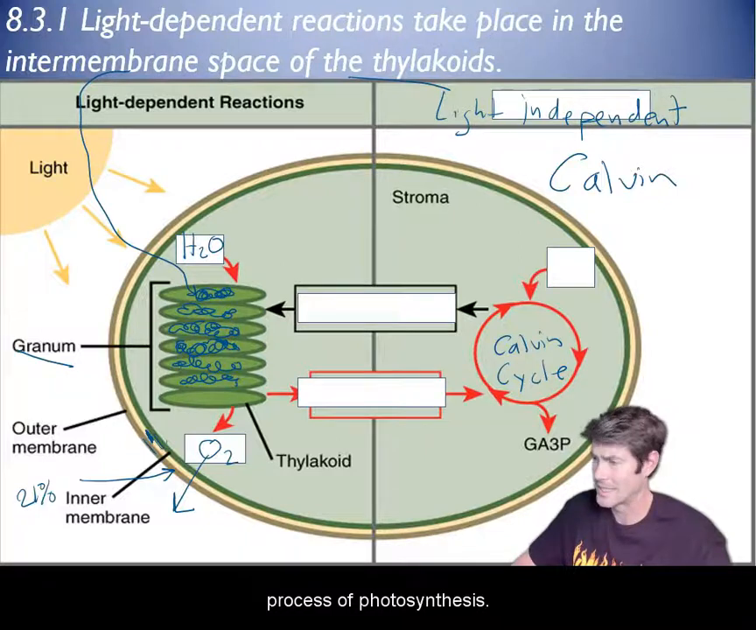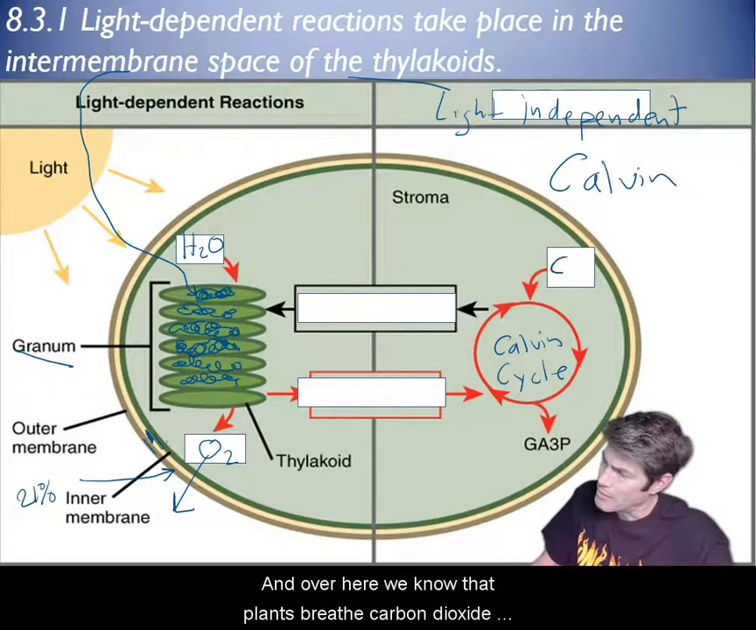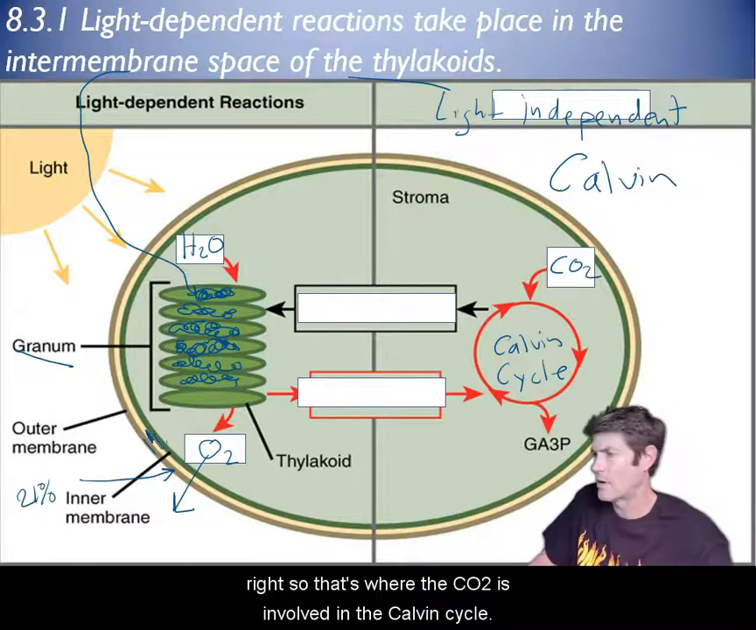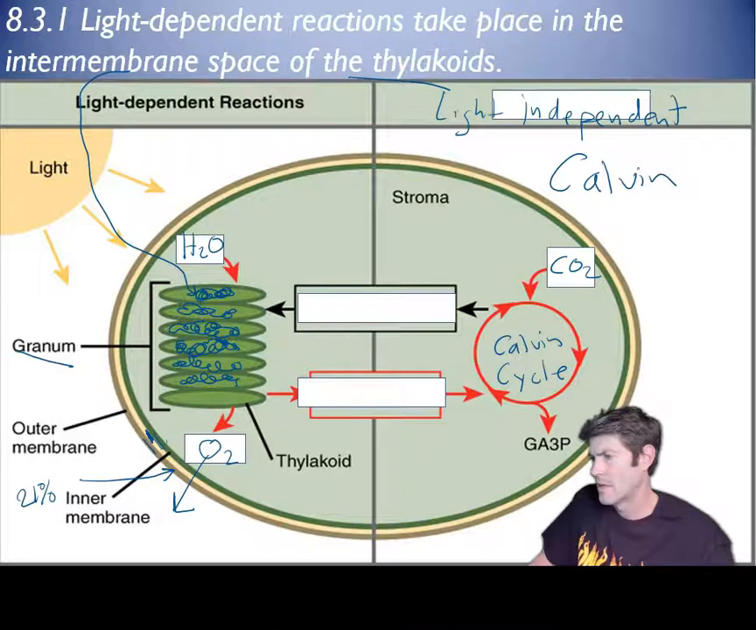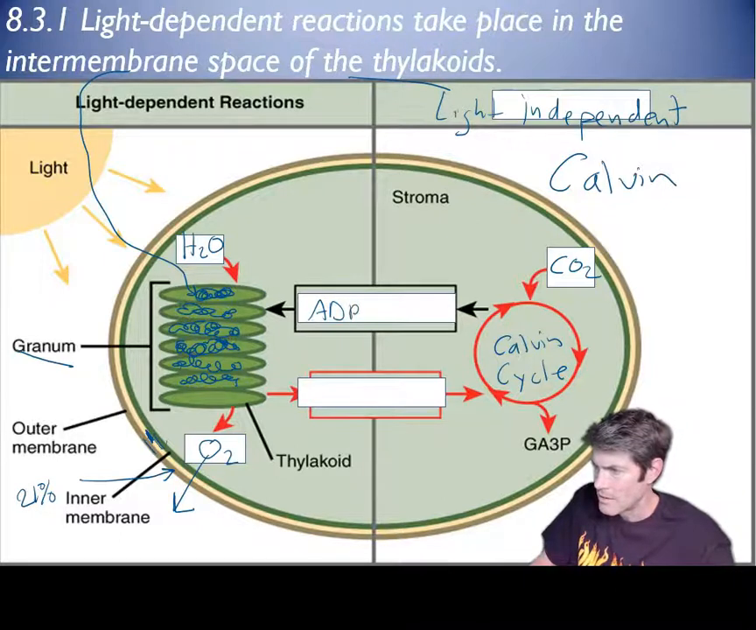It's photosynthesis. And over here, we know that plants take in carbon dioxide, right? So that's where the CO2 is involved in the Calvin cycle. And from the Calvin cycle, it basically uses up energy and gives basically ADP and NADP.